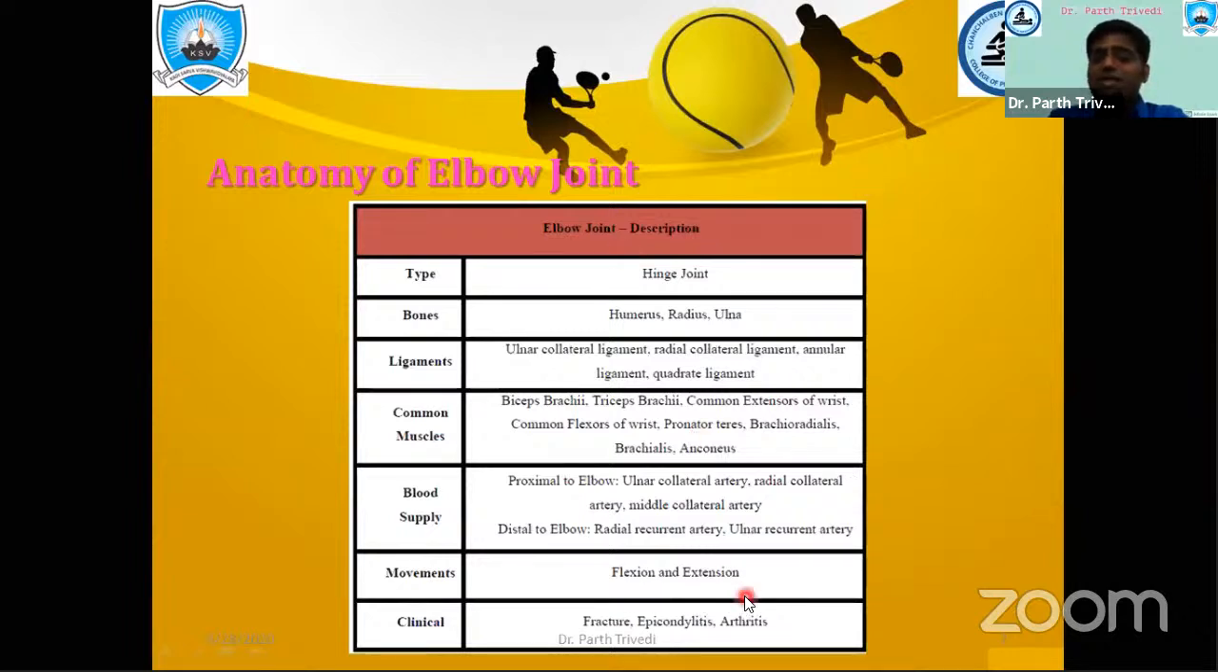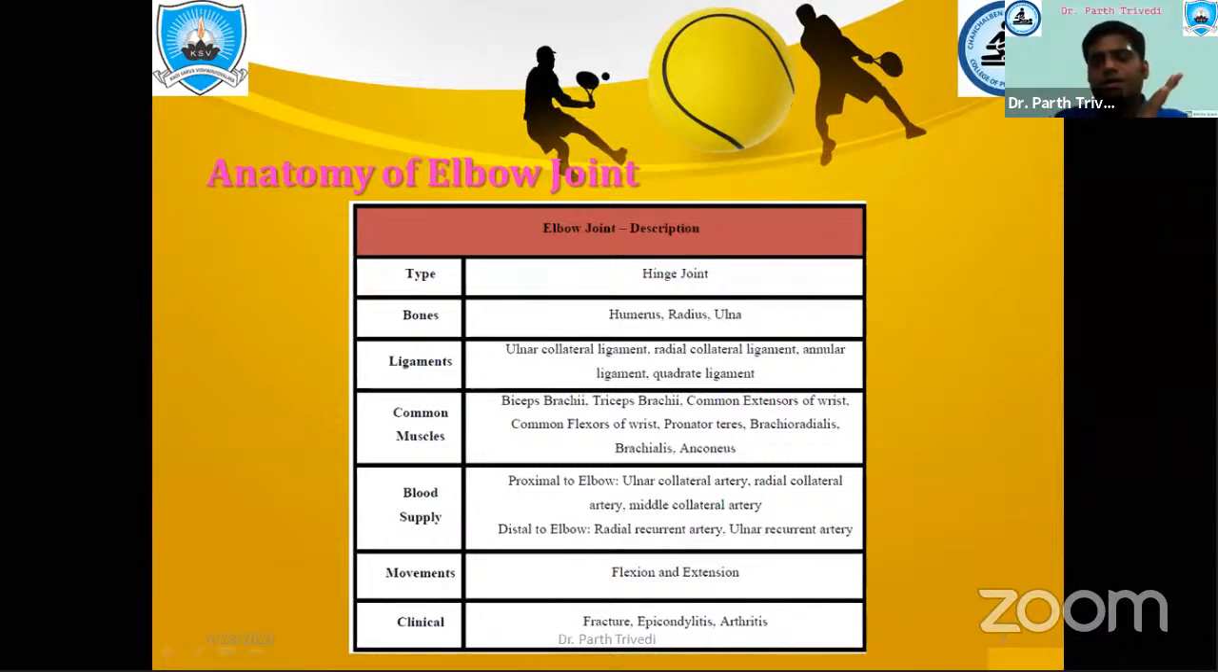We have flexion and extension, and clinically, we majorly see fracture. And which fracture is common? Supracondylar fracture of humerus is much more common when we talk about the clinical side of the elbow joint.